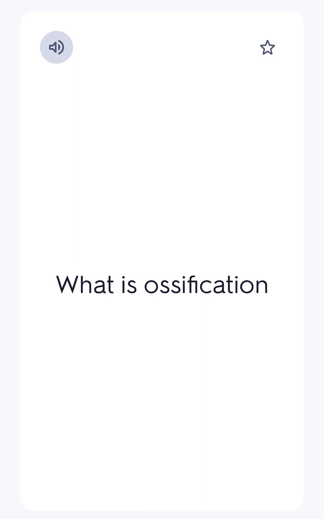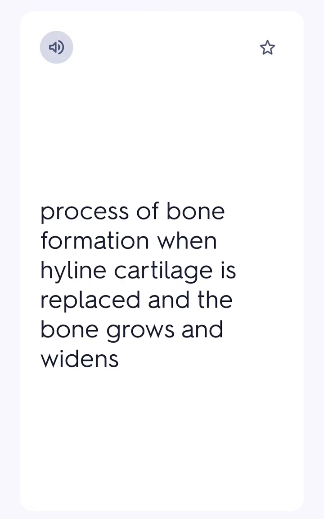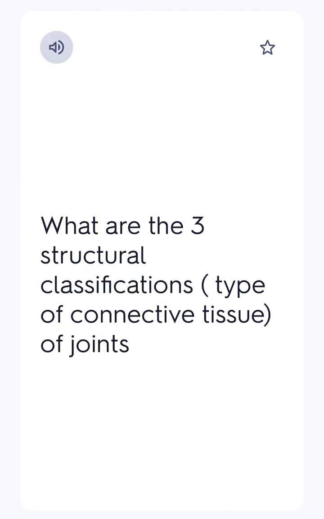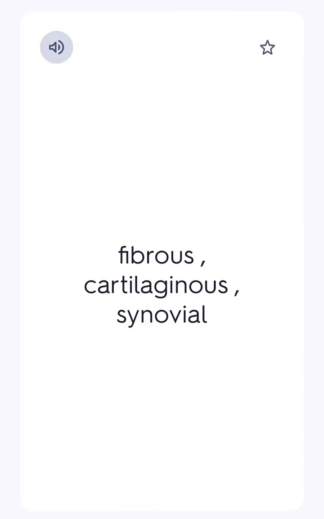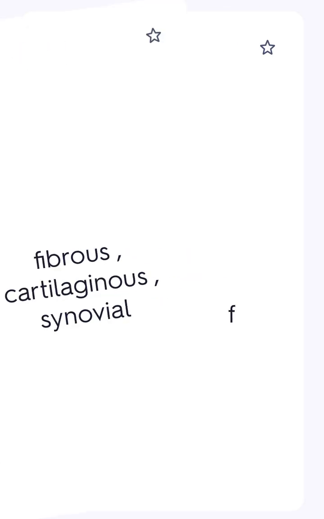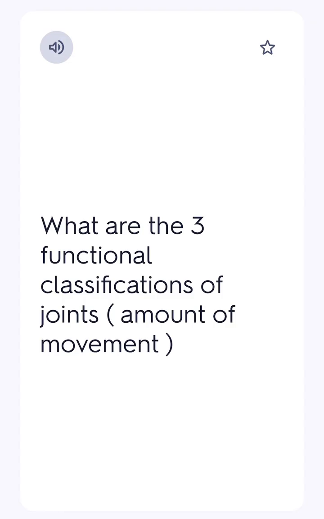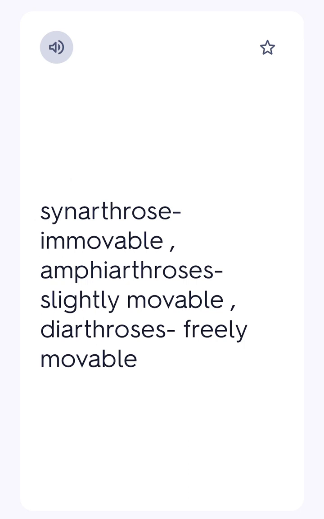What is ossification? Process of bone formation when hyaline cartilage is replaced and the bone grows and widens. What are the 3 structural classifications of joints? Fibrous, cartilaginous, synovial. What are the 3 functional classifications of joints? Synarthrosis immovable, amphiarthrosis slightly movable, diarthrosis freely movable.